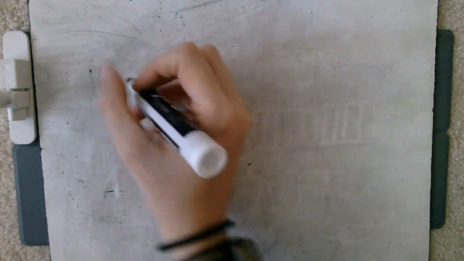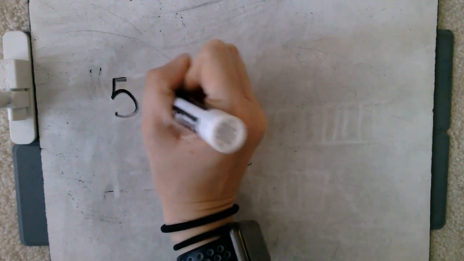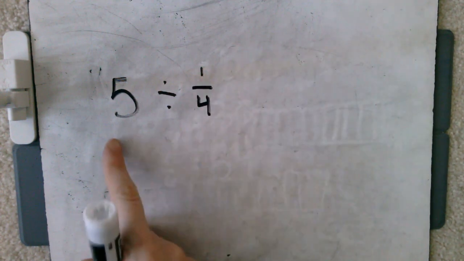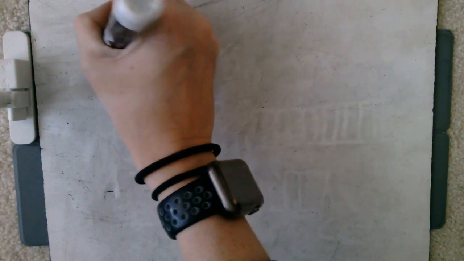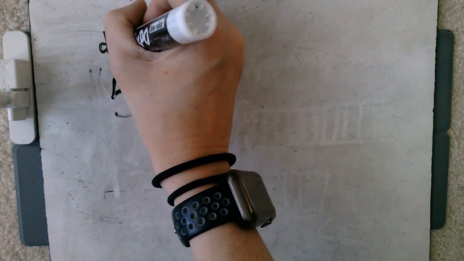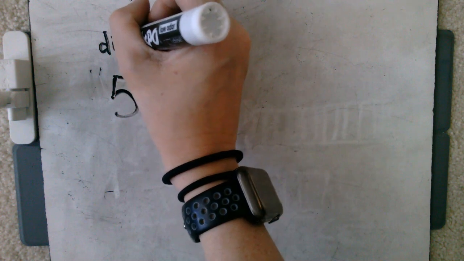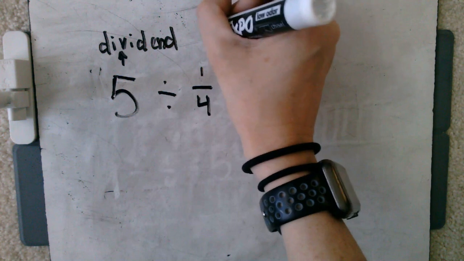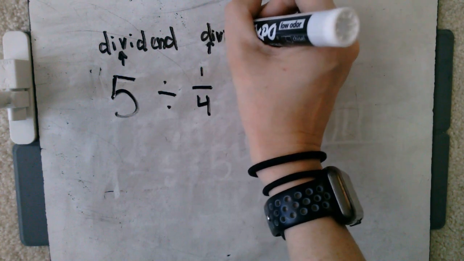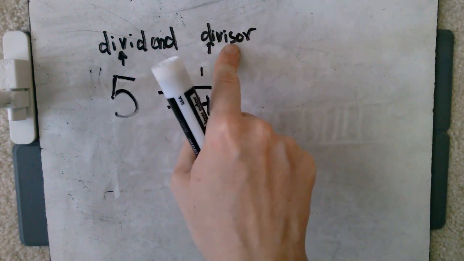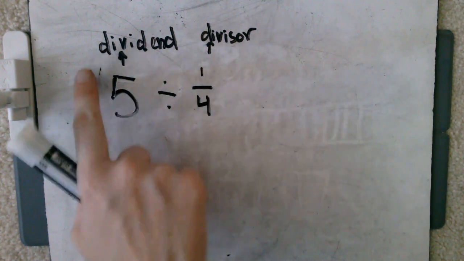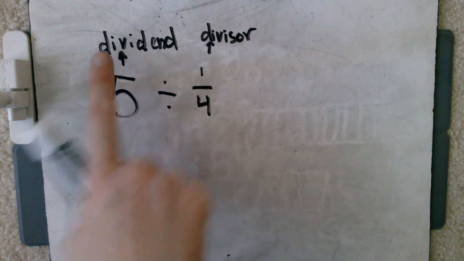Let's write that out on our whiteboards. We have 5 divided by 1/4. Now remember, math terms, 5 is our dividend, and 1/4 is our divisor. Those are important math terms to remember, as you'll hear them come up more in the future. You don't need to write them on your whiteboards right now, but just say them with me.